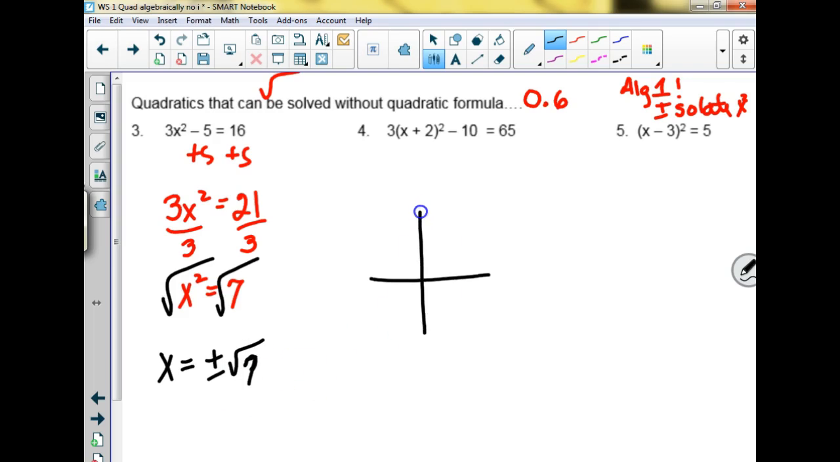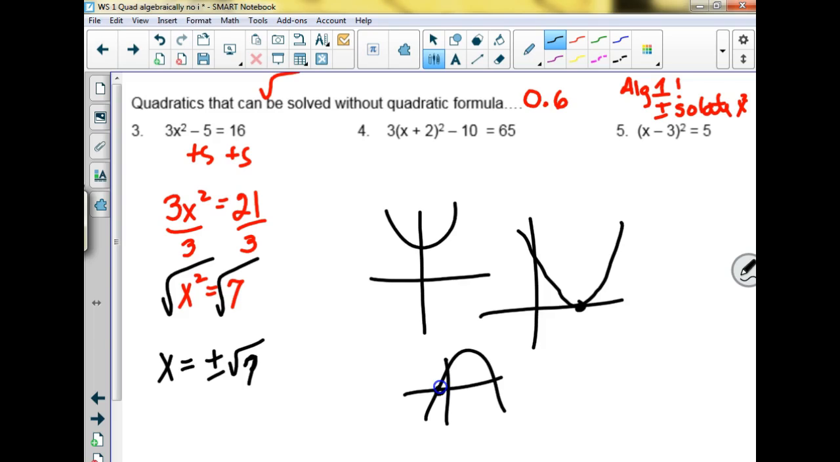Do you remember, guys, when you graphed parabolas? Sometimes it never crossed the x. Sometimes it crossed only once or touched it. And sometimes it crossed twice and had two solutions, right? Okay. So anytime there's a squared, there's a possibility of up to two solutions.